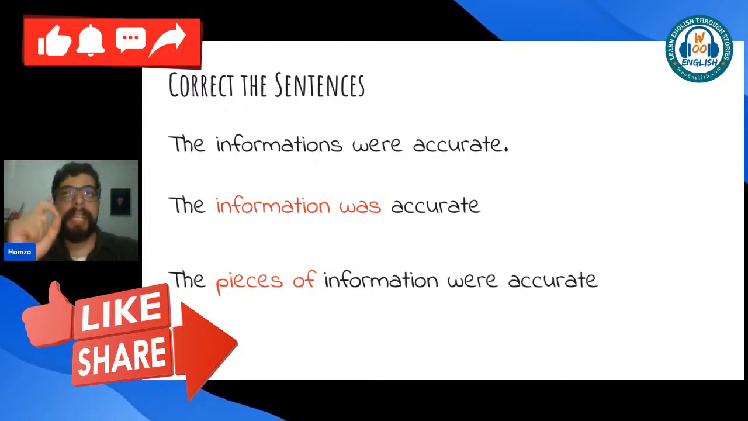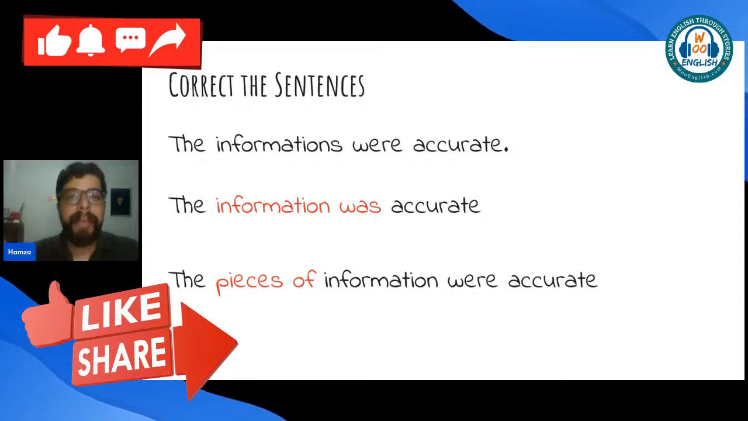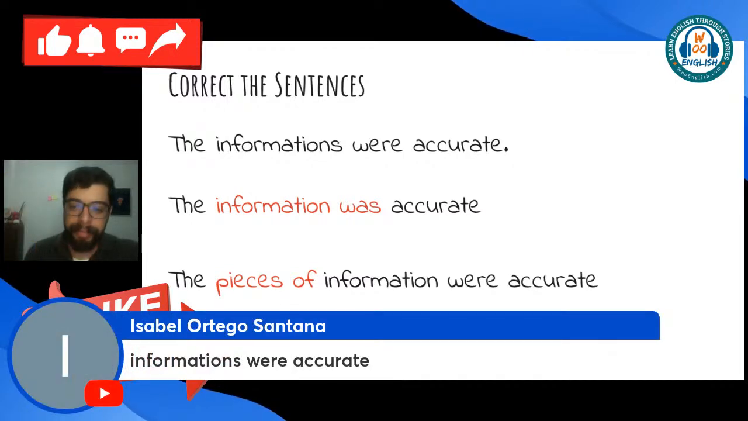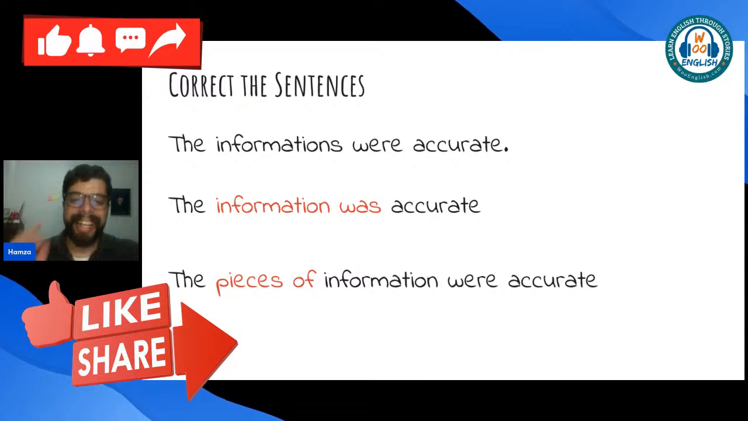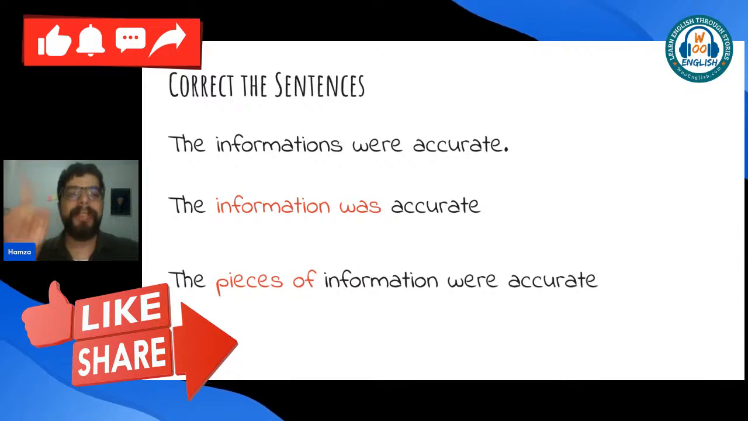A lot of people, especially those speaking Arabic or French, tend to make this mistake, because information has a plural in Arabic and in French. But in English, it's uncountable. So you should never say informations. Remember this. You should never say informations, because information in English has no plural.